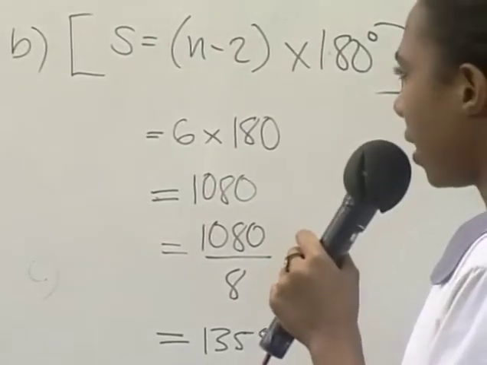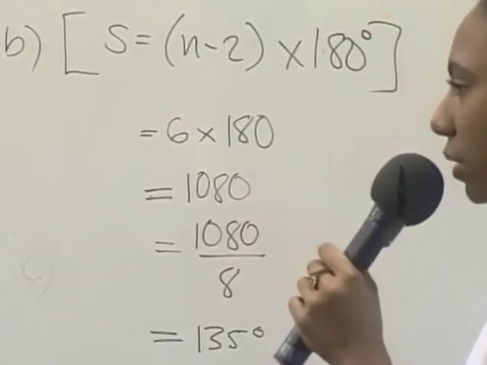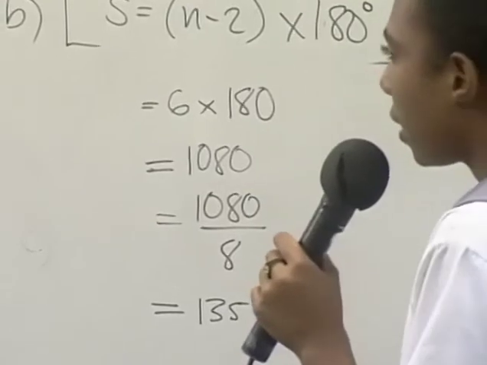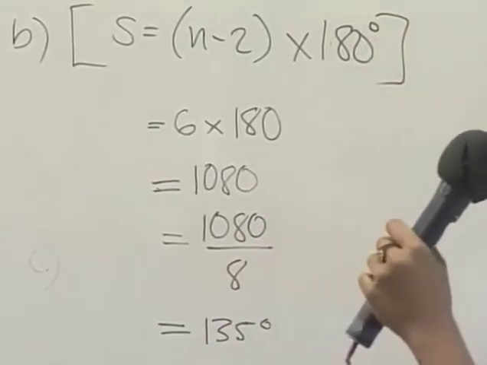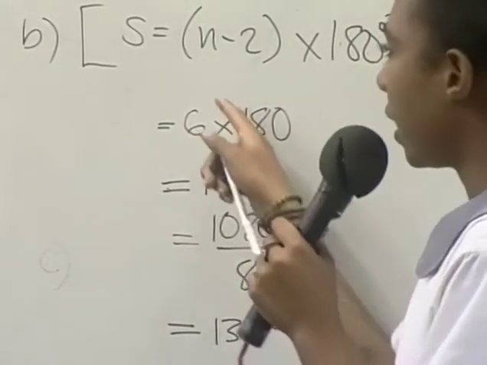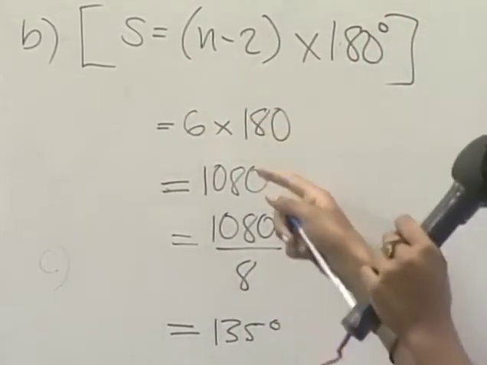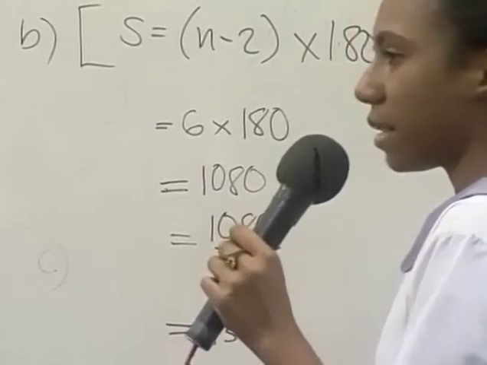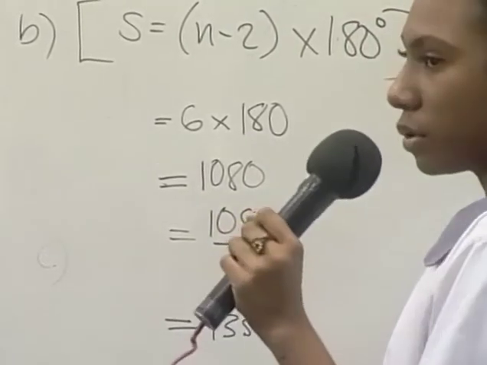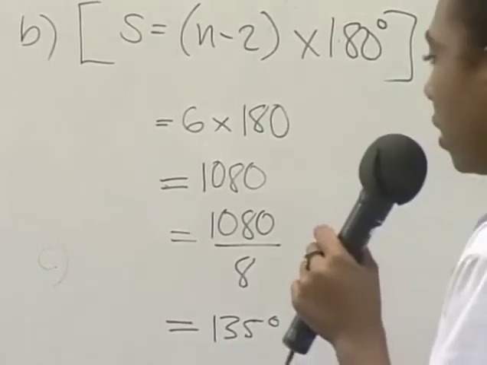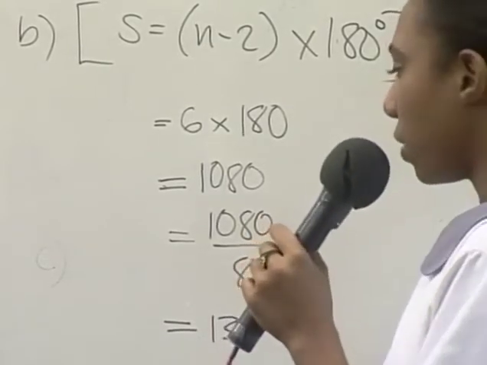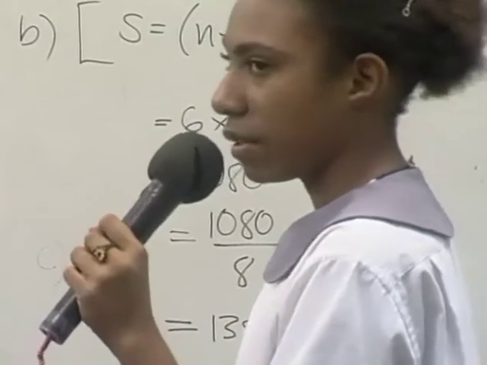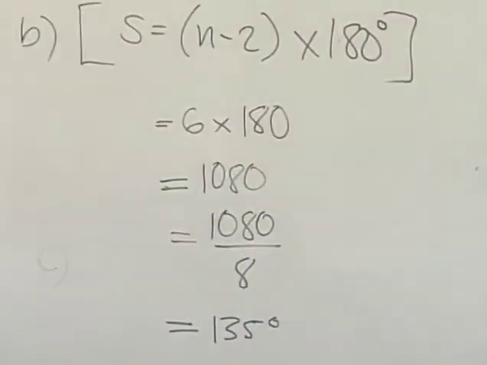For B, the polygon was an octagon. It had 8 sides, so we put S equals n minus 2 times 180. 8 minus 2 gave us 6. 6 times 180 degrees equals 1080, and then 1080 divided by the sides of the octagon, which was 8 sides, gave us 135 degrees. Very good. Give a 5 big claps.